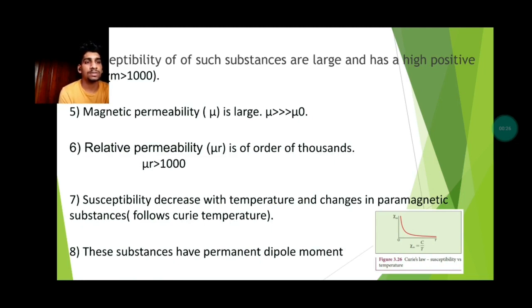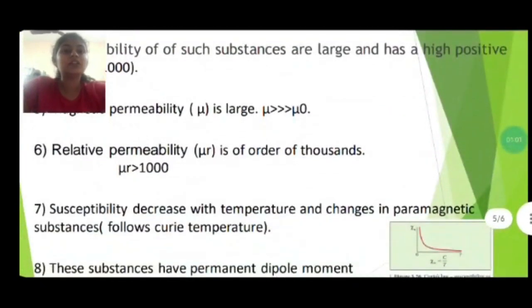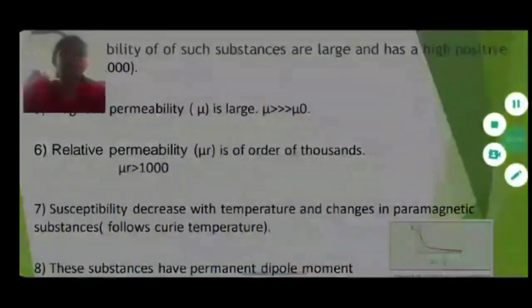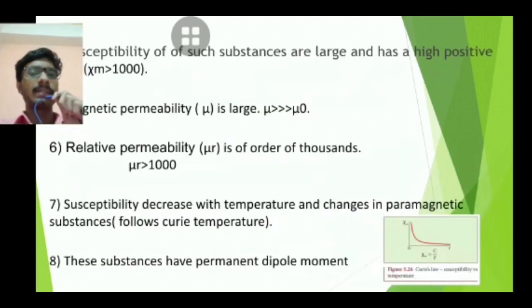and mu r is always greater than 1000. The next property we'll be looking at is that susceptibility decreases with temperature and changes in paramagnetic substances. It basically follows the Curie temperature. What is the Curie temperature? It is the temperature at which certain magnetic materials undergo a sharp change in their magnetic properties, as seen in the graph. And the eighth property of a ferromagnetic substance is that these substances have a permanent dipole moment.